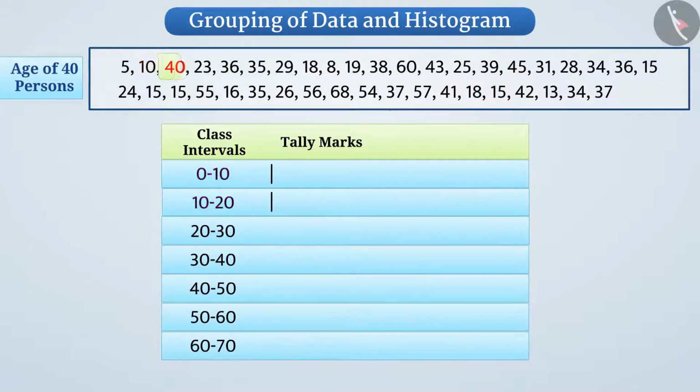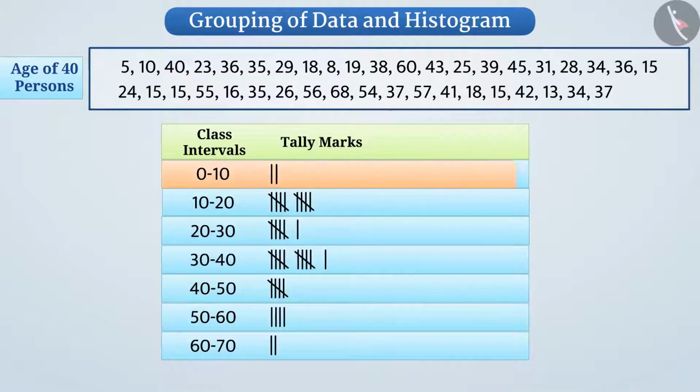So, tell me, in which class interval will the observation 40 be included? Think. Absolutely right. It will be included in the class interval 40 to 50 and not in 30 to 40. So, we will create a tally mark in class interval 40 to 50 to represent 40. Similarly, we will present all the data in the table using tally marks.